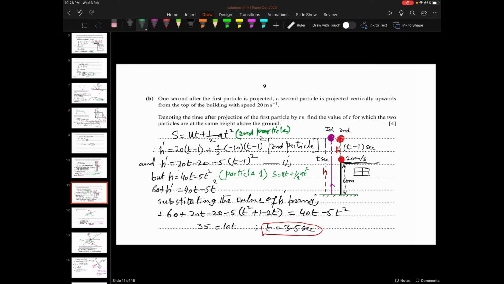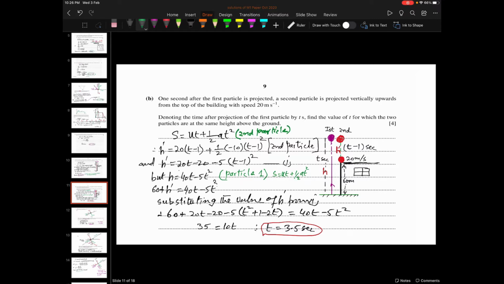1 second after the first particle is projected, a second particle is projected vertically upwards from the top of the building with speed 20 meter per second. Denoting the time after projection of the first particle by t second, find the value of t for which the two particles are at the same height above the ground.